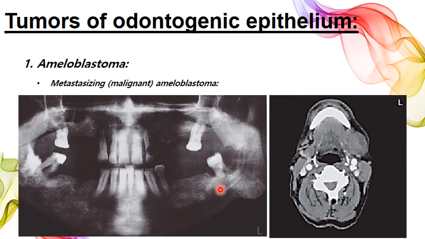Like we see here, this is an elderly patient that has a malignant ameloblastoma. Here we see the expansion of the bone. Here in the MRI, we see this is the malignant lesion.